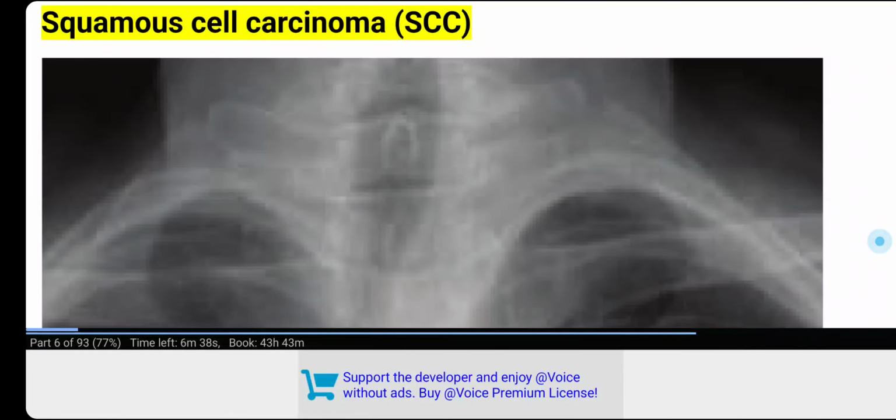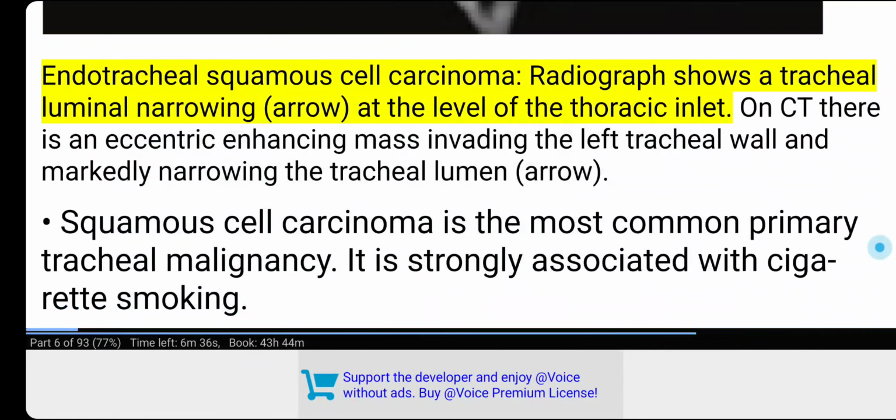Squamous cell carcinoma, SCC. Endotracheal squamous cell carcinoma. Radiograph shows a tracheal luminal narrowing, arrow, at the level of the thoracic inlet.